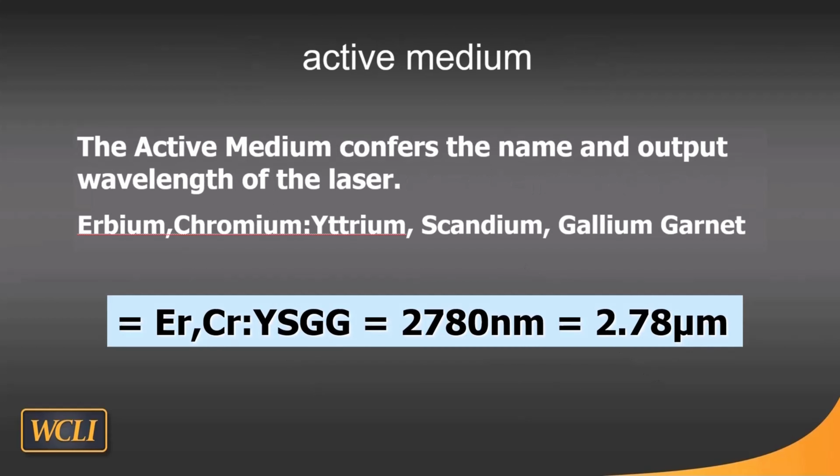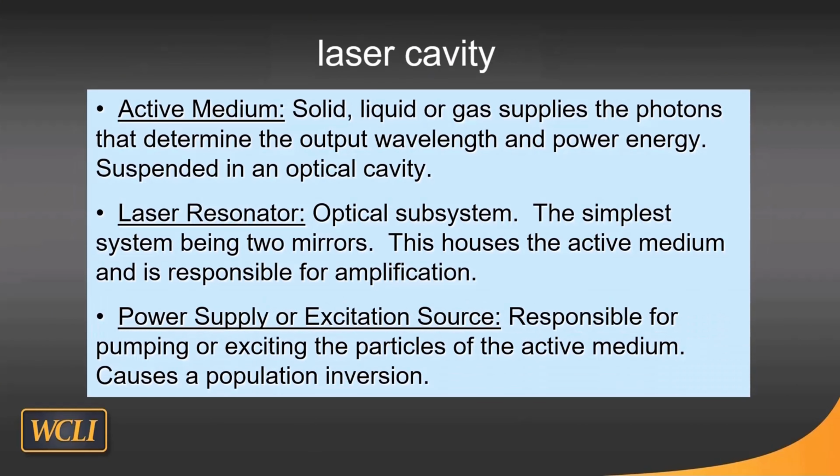A couple of other definitions as we move through different laser basics. One is called active medium. And as I've been talking about Nd:YAG and erbium-chromium YSGG, that is active medium. So there's two different ways to name a laser. One is by the active medium, and the other is by the wavelength. And both of them mean the same thing. It's just two different ways that we describe a laser to our colleagues when we're discussing different dental treatments that we're doing.